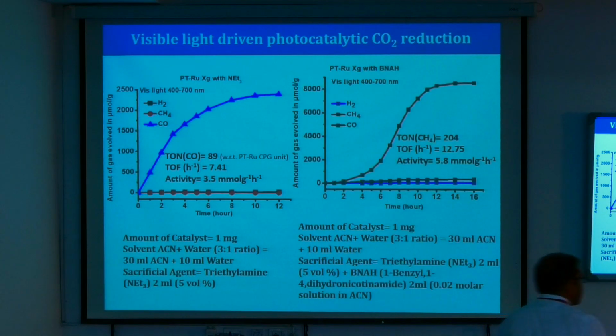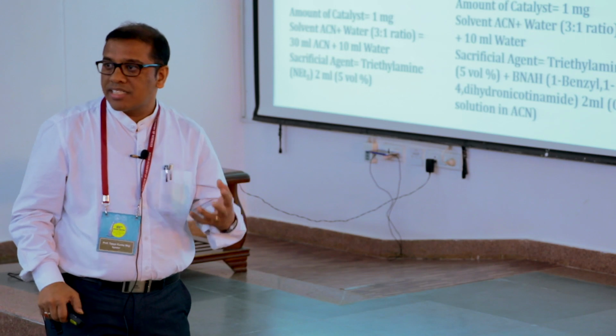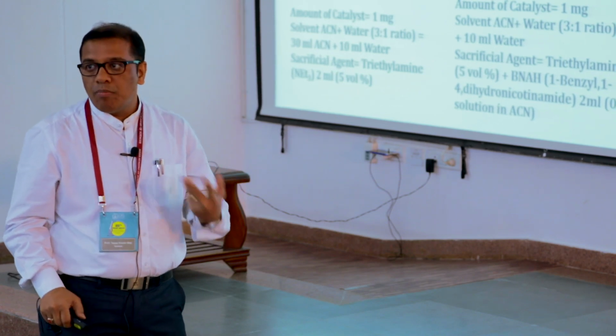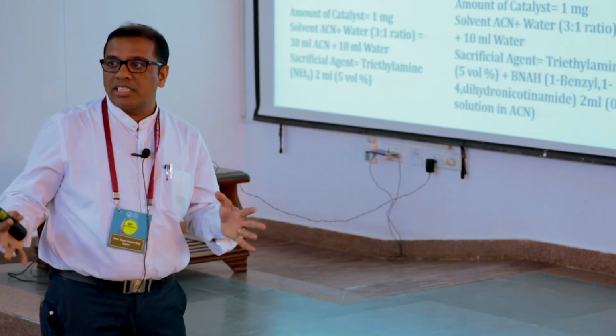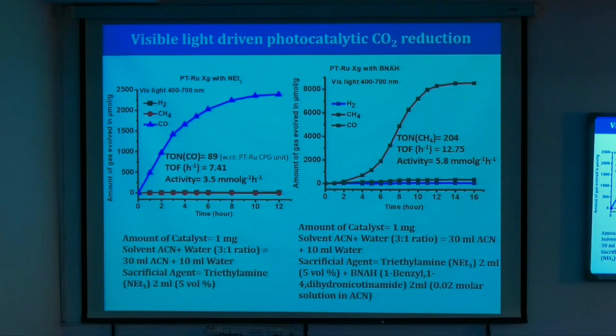So then we thought about the CO2 reduction reaction. When you do the CO2 reduction with triethylamine as the sacrificial agent, you get only CO, around 98% selectivity for CO. It's very important, because you can get multiple products by CO2 reduction, but you have to get a highly selective one, here CO.